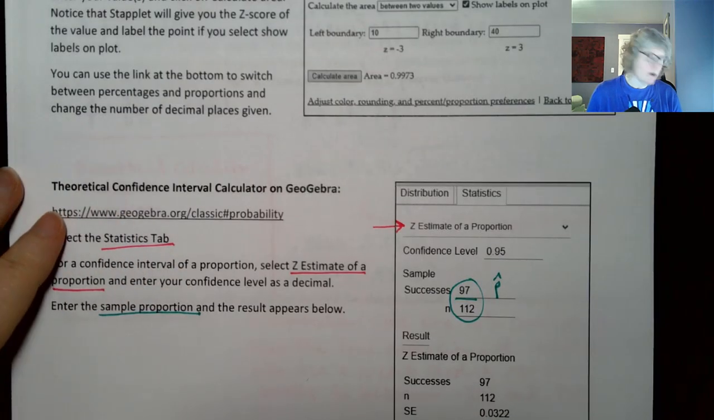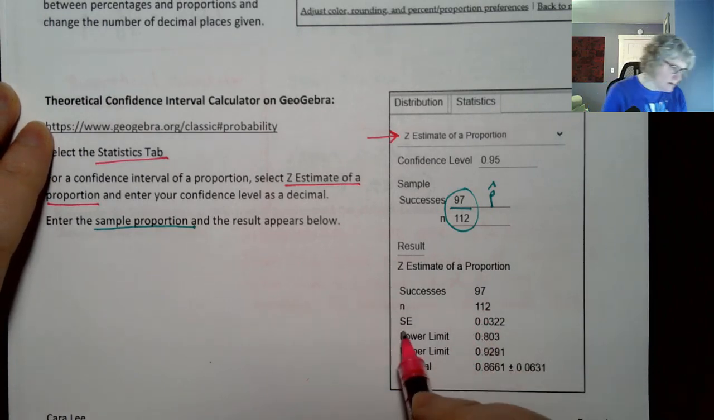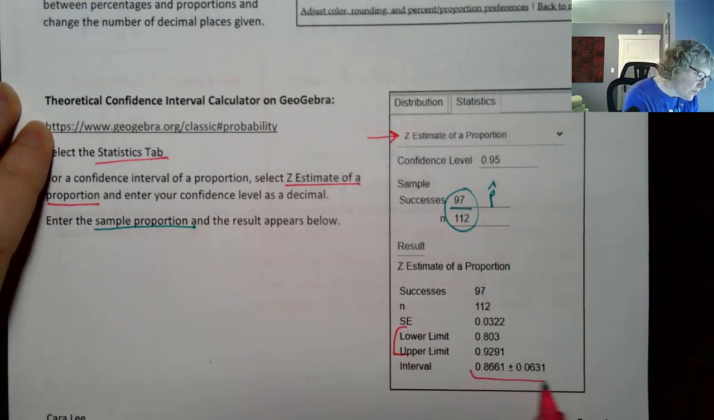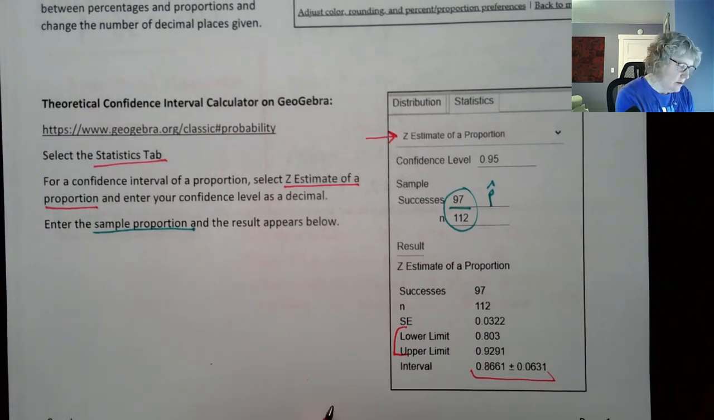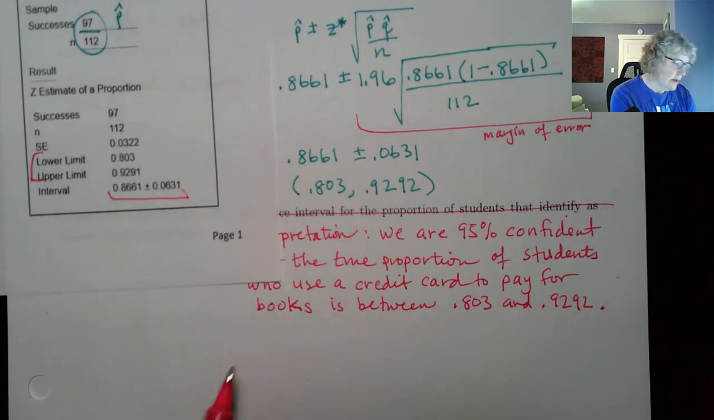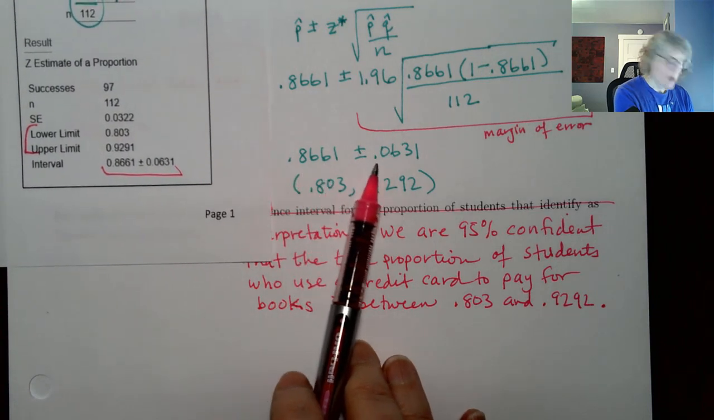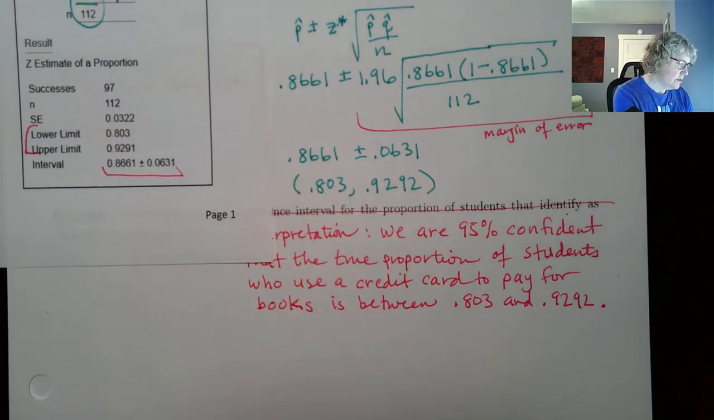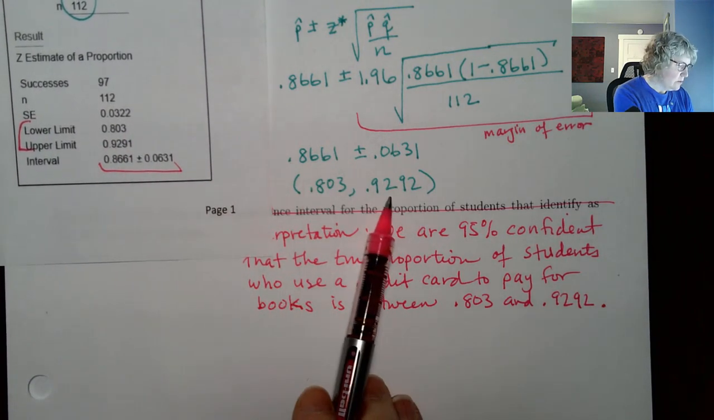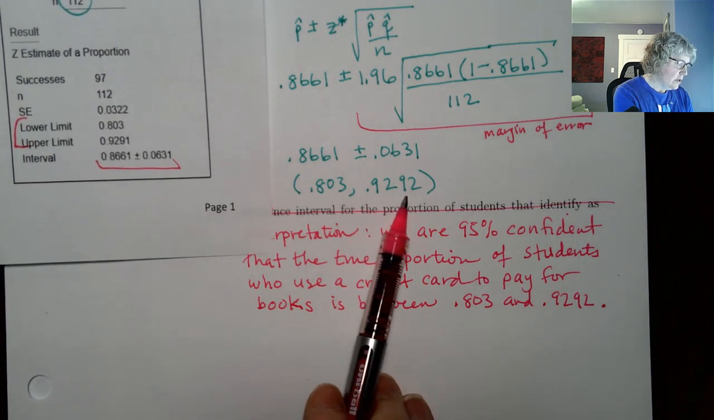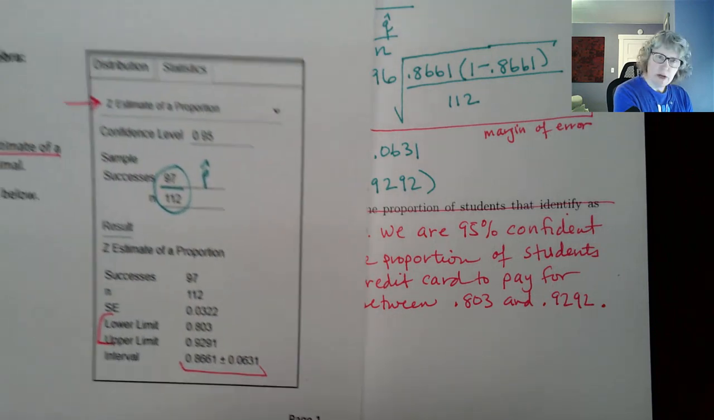Okay, so let's compare this. I've got it on the notes page right here. So this is our interval, or this is the part p hat plus or minus the margin of error. So let's see how this compares to what we got. So we got 0.8661 plus or minus 0.0631. Amazing. And our lower limit was 0.803, and our upper limit was 0.929. We got 9292, they got 9291.